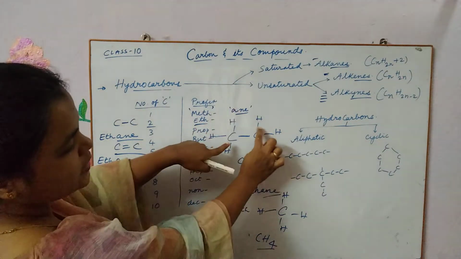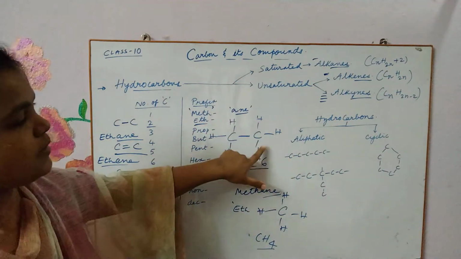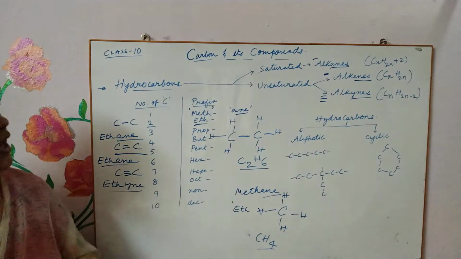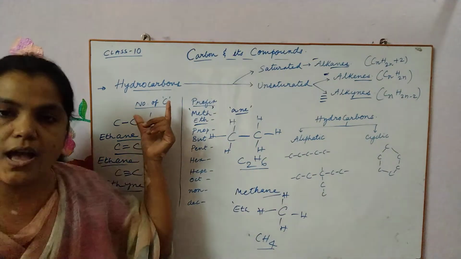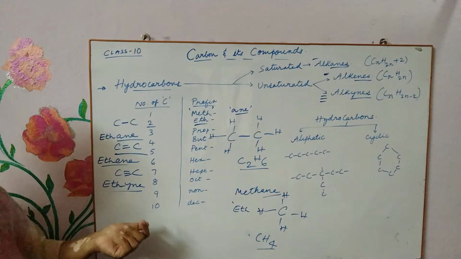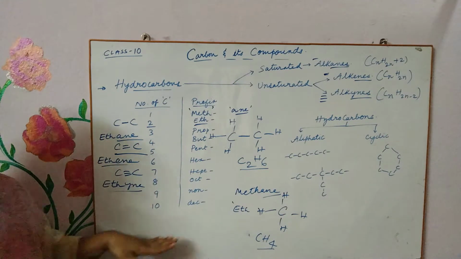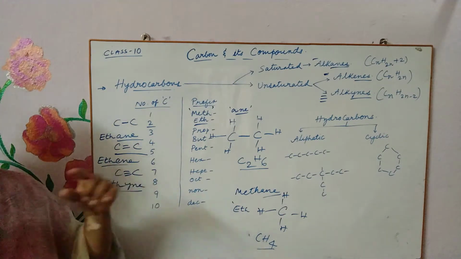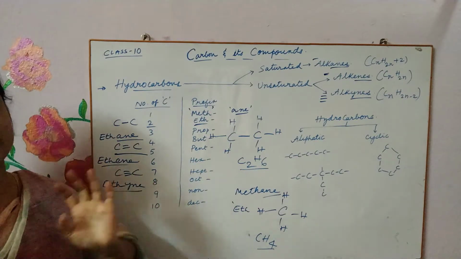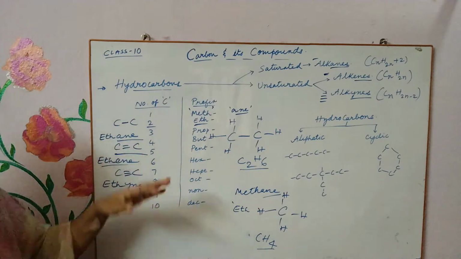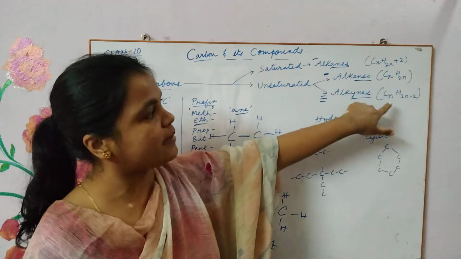The same thing is with the second carbon too. 3 bonds with the hydrogen and 1 bond with the carbon. In that way, when you are asked to draw the structures of carbon, first of all you have to draw the backbone, carbon backbone, and then satisfy the valency and put the hydrogens. When you do that, the general formula becomes this.